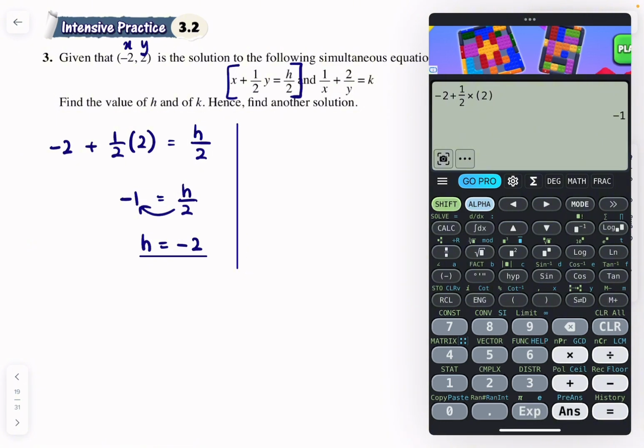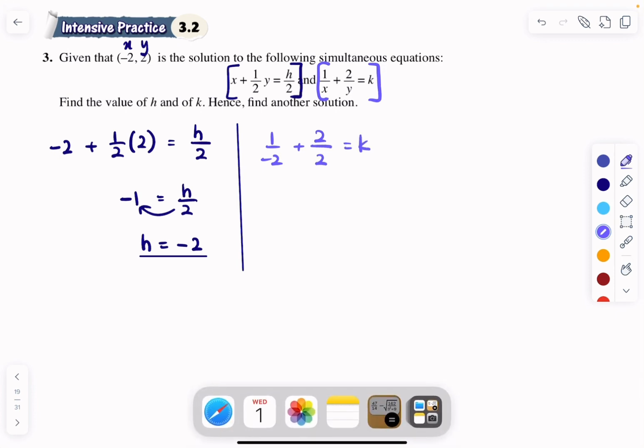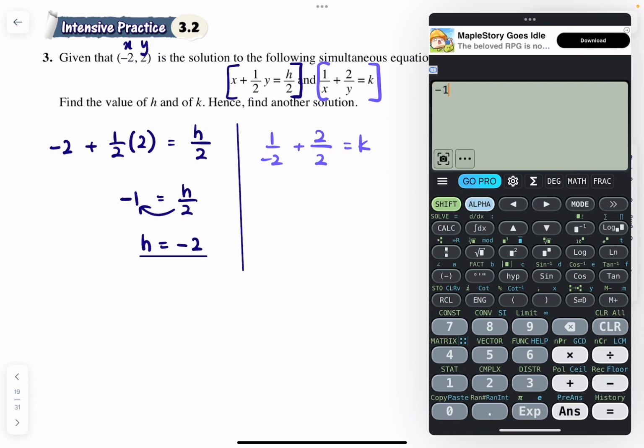Next, we try to find k. So k is the same thing. We just have to substitute. This is our equation: 1 over x plus 2 over y equals k. So you just type in your calculator, negative 1 over 2 plus 2 over 2 is 1. So we get k is 1 over 2. Done.